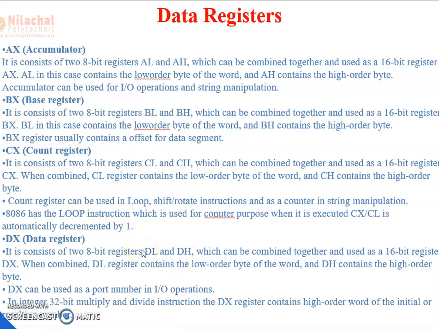So next one is DX, that is the data register. It consists of two 8-bit registers DL and DH, which can be combined together and used as a 16-bit register DX. When combined, DL register contains the low order byte of the word and DH contains the high order byte. DX can be used as a port number in IO operations. In integer 32-bit multiply and divide instructions, the DX register contains the high order word of the initial or resulting number.